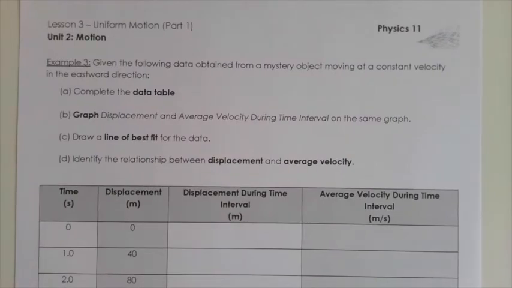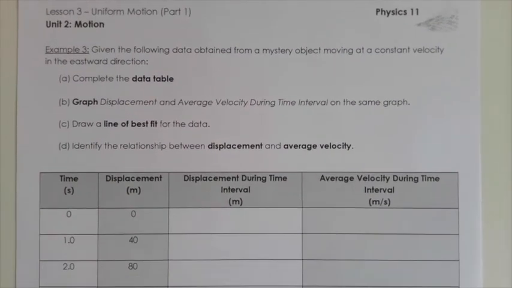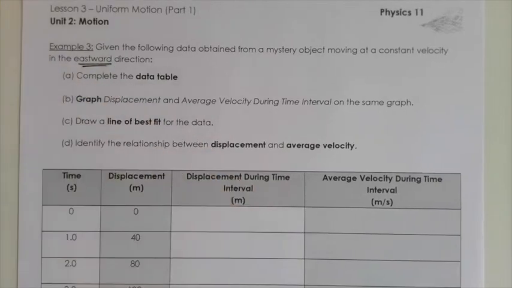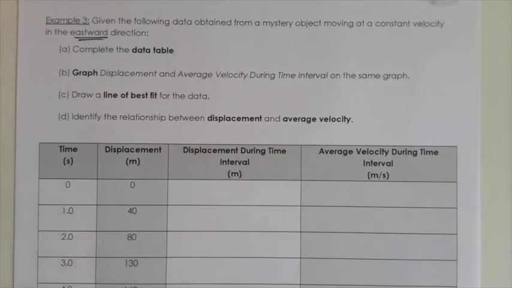So for example 3, we're going to be doing several steps here involving calculating some data and graphing it. We're going to start by completing the data table. This data is from a mystery object moving at a constant velocity in the eastward direction. So to complete our data table, I'll get you started and then you can finish it off.